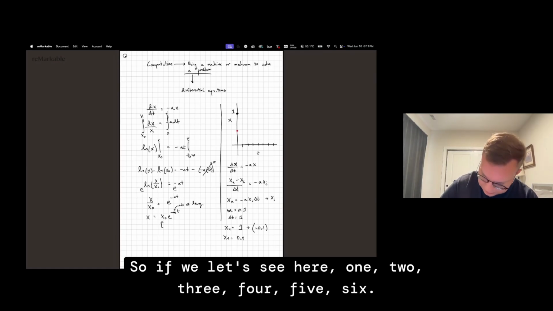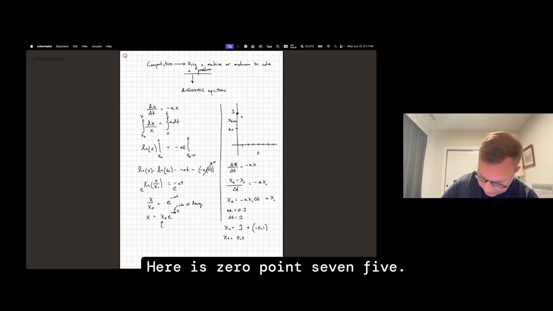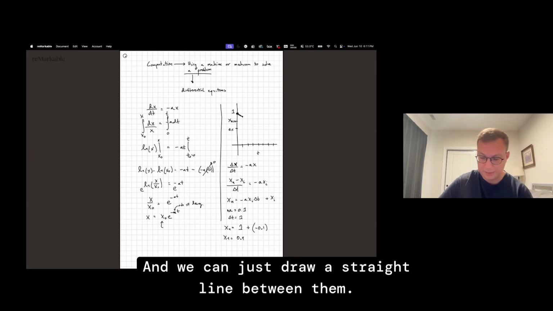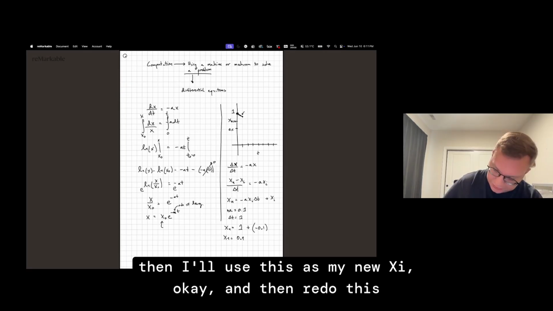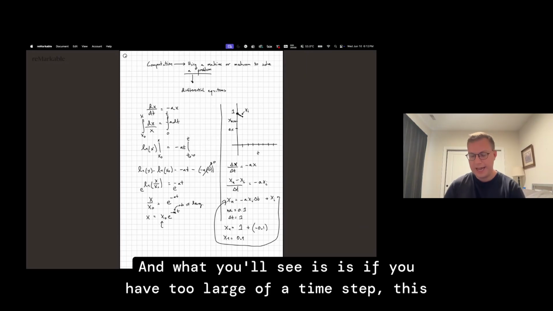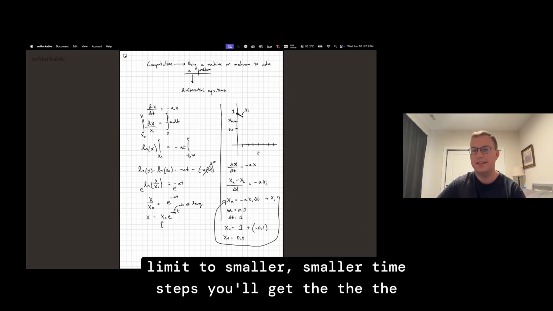So if we count 1, 2, 3, 4, 5, 6, about here is 0.5. Here's 0.75. So I'll put 0.9 to be about here. And we can just draw a straight line between them. Then I'll use this as my new x i, and redo this calculation using that as the new x i. And what you'll see is if you have too large of a time step, this will become quite inaccurate. And as you limit to smaller time steps, you'll get the correct solution.